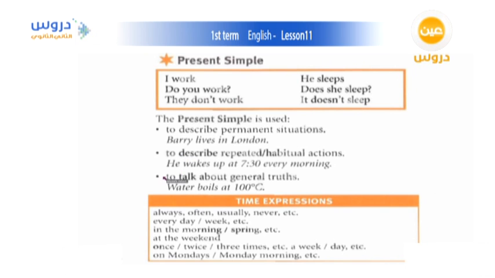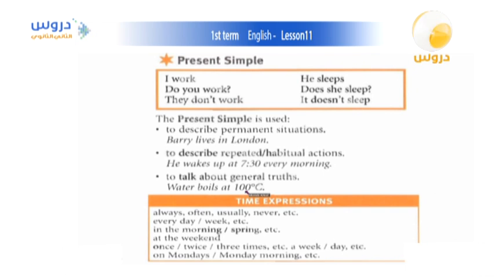Number 3, we use the simple present to talk about general truth or scientific facts, like water boils at 100 centigrade. Water also freezes at 0 centigrade. The sun rises from the east and sets in the west. Wood floats on water. See, we always use the simple present.